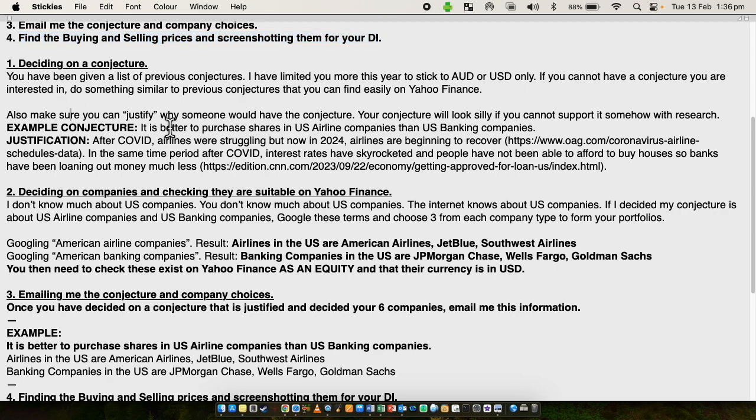Also, can you try to make sure that you can justify why someone would have the conjecture? Your conjecture will look silly if you can't support it somehow with research, if you just make it up.